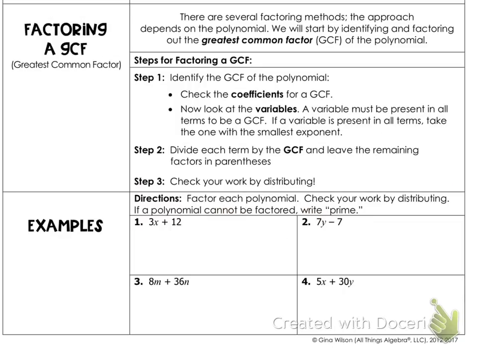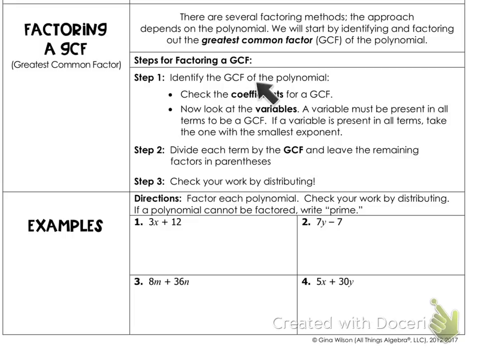Okay? So factoring a GCF. There are several factoring methods. The approach depends on the polynomial. We will start by identifying and factoring out the greatest common factor. So we're going to be factoring in a lot of different ways this unit. So the first thing we're going to start with is the GCF.